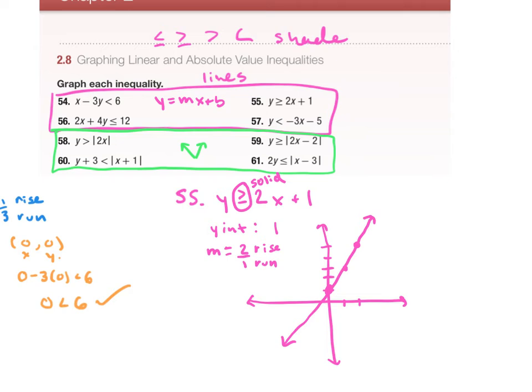Plug in a point, and we can plug in 0, 0. So when we plug in 0, 0, we plug in 0 for x and 0 for y. So we have 0 is greater than or equal to 2 times 0 would just be 0 plus 1, which is 1. So is 0 greater than or equal to 1? Yes or no? No. So no. It doesn't work. So where are we going to shade here? The opposite side that 0, 0 is on. So we're going to shade over here on the left.